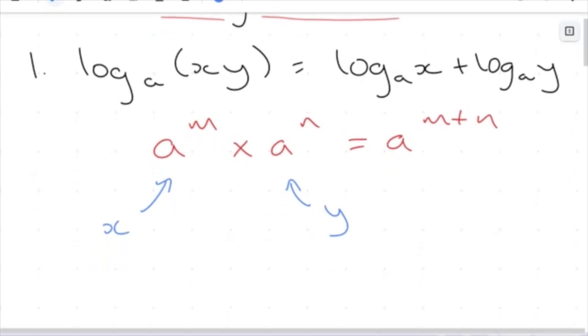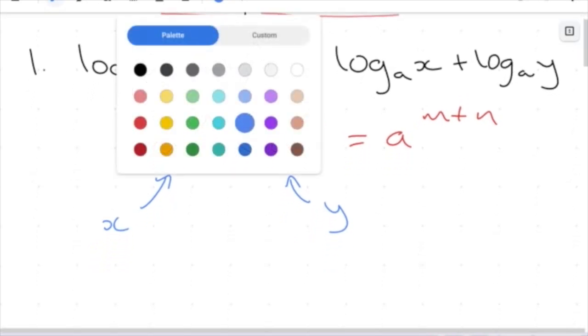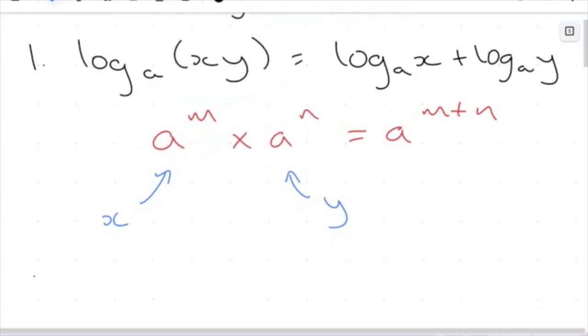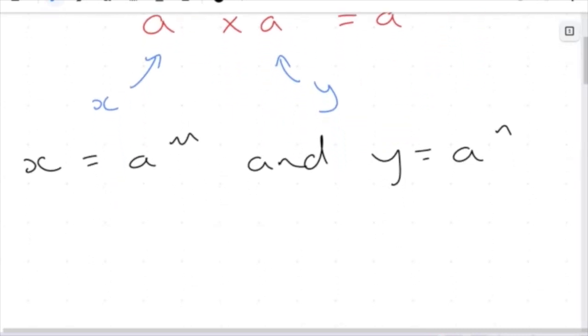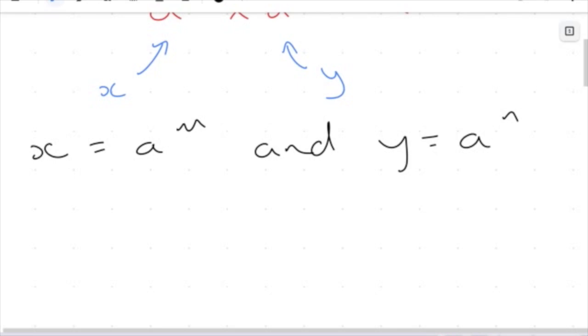Okay, so we're going to set up a couple more equations. So we know that x is going to equal a to the power of m, and y is going to equal a to the power of n. We're just giving these names and setting up some equations and relationships between these two, which is going to help us derive this formula, or this log law, I should say.